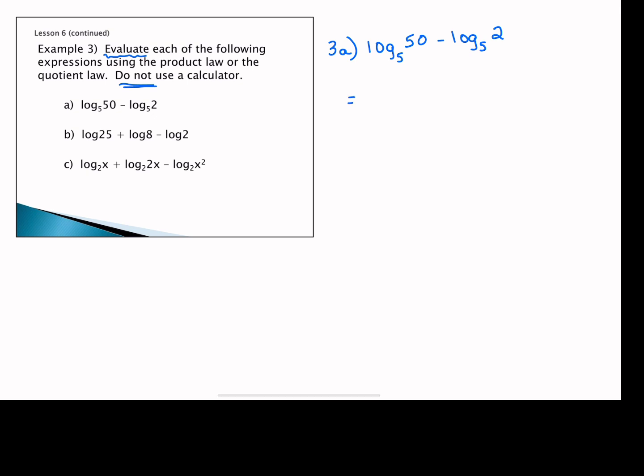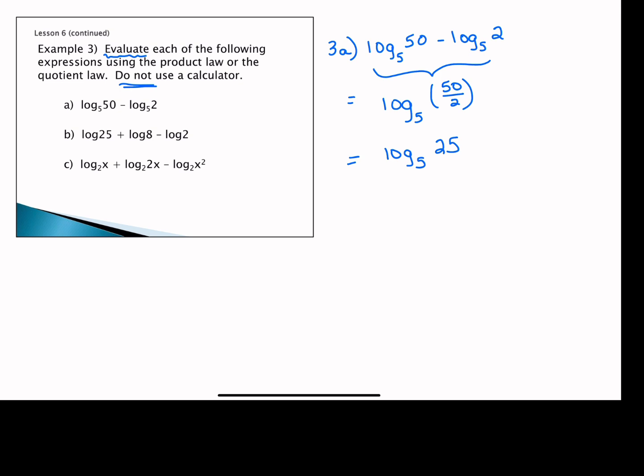I'm going to combine these two using our quotient law sort of backwards and say if I wanted to combine these as one term, it really becomes log base 5 of 50 divided by 2. So again, quotient law means if you're dividing two things in the argument, then we're separating them using subtraction. We're just using that law in reverse. So if I simplify the argument now, that gives us log base 5 of 50 divided by 2, which we know to be 25.